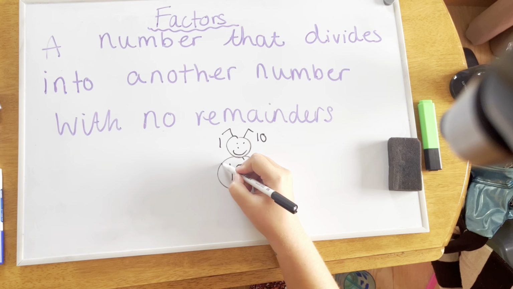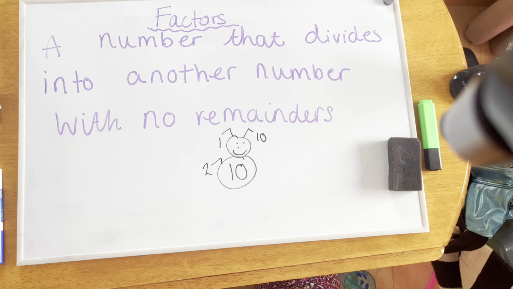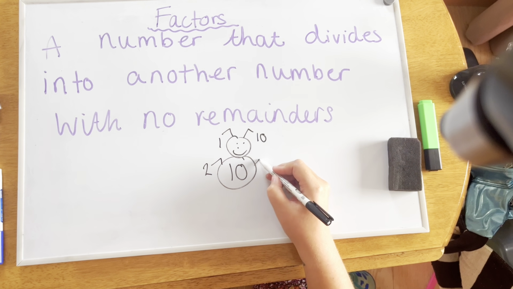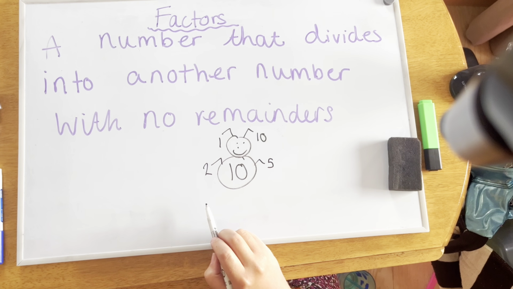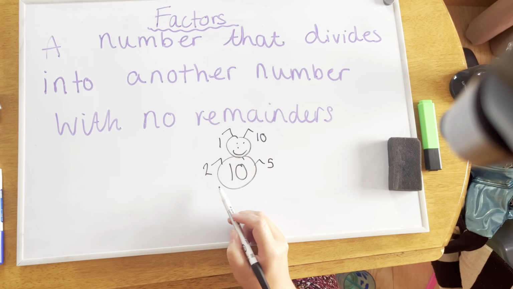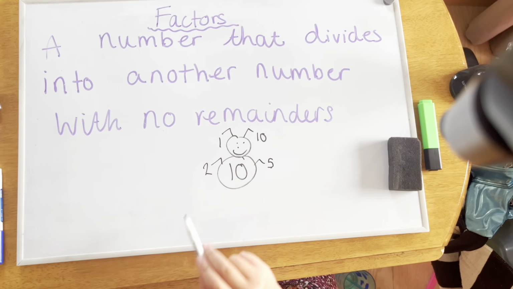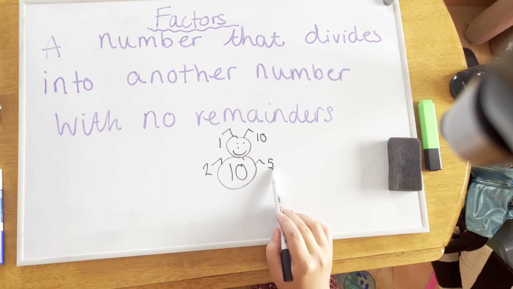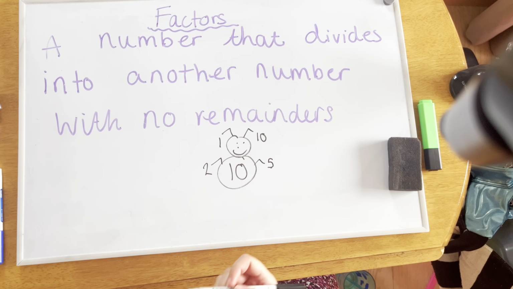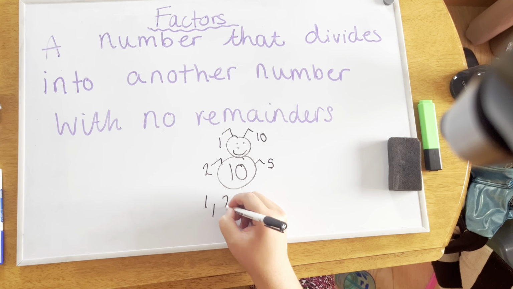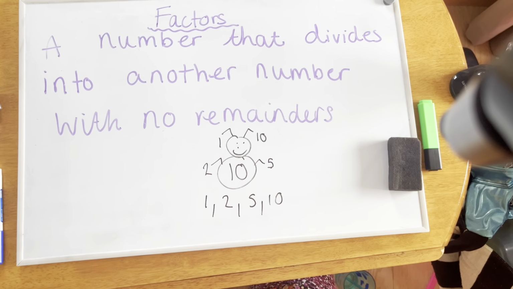Now, because 10 is an even number, we know that 2 times something will make 10. So 2 times what makes 10? 5. 3, no, 3 doesn't go in. 4, no. 5, 5 times 2 makes 10. Now, because we've come back to 5, we know that we found all the factors of 10. So the factors of 10 are 1, 2, 5 and 10.